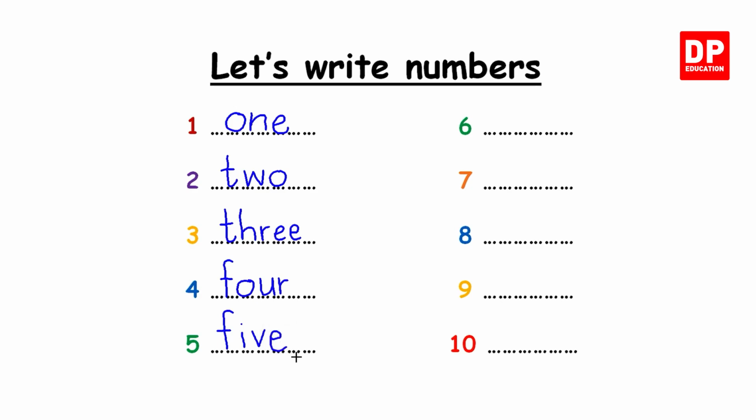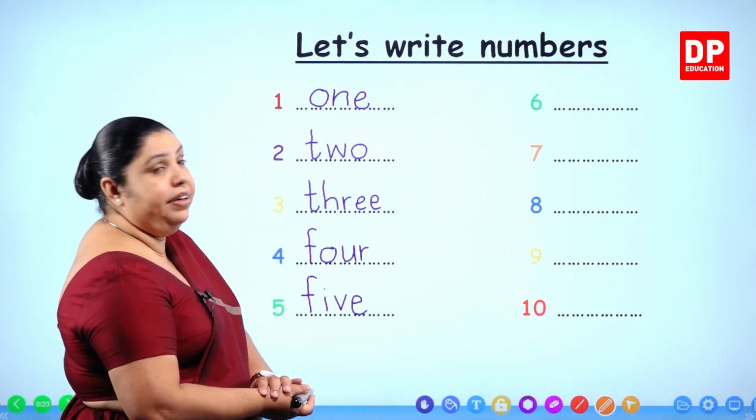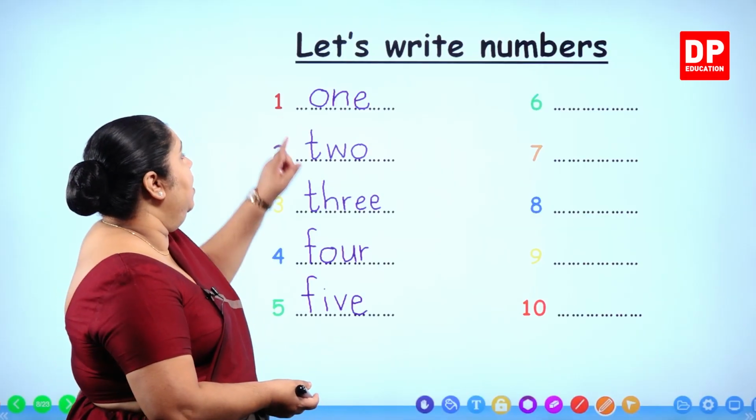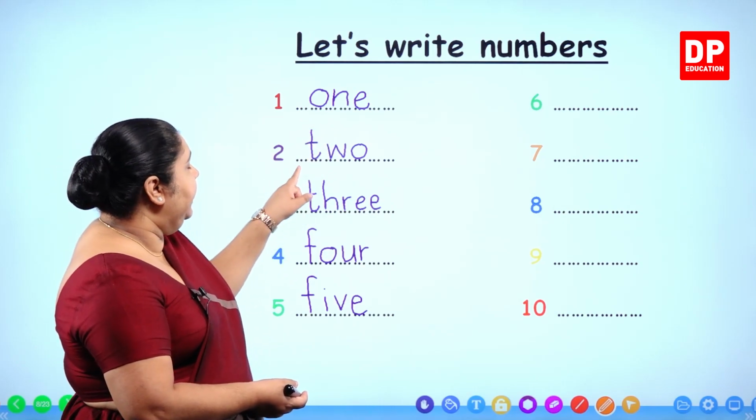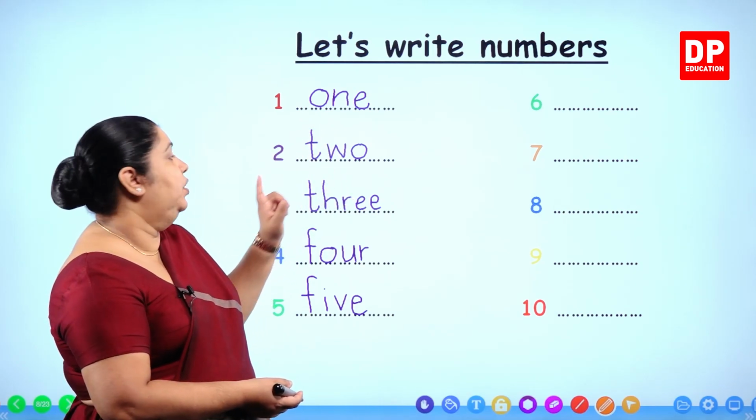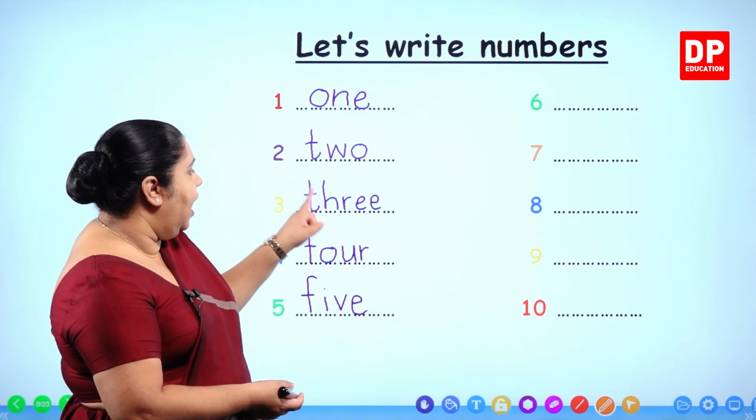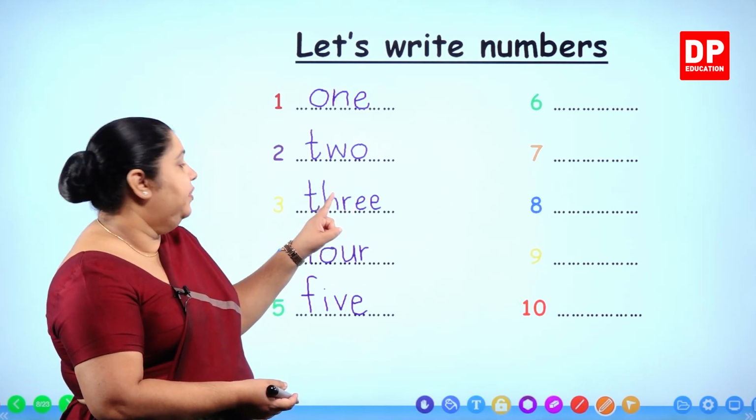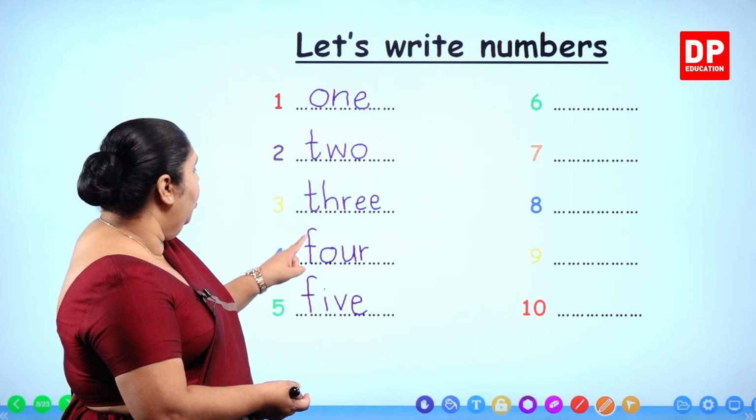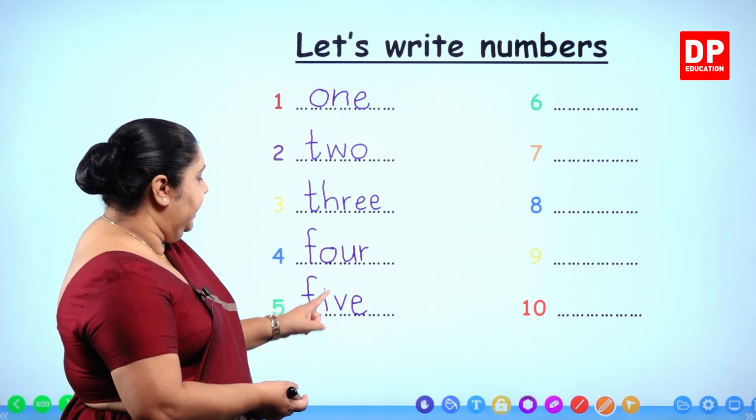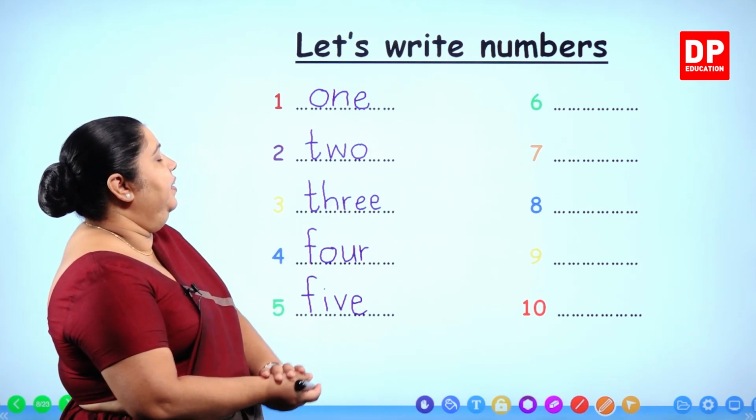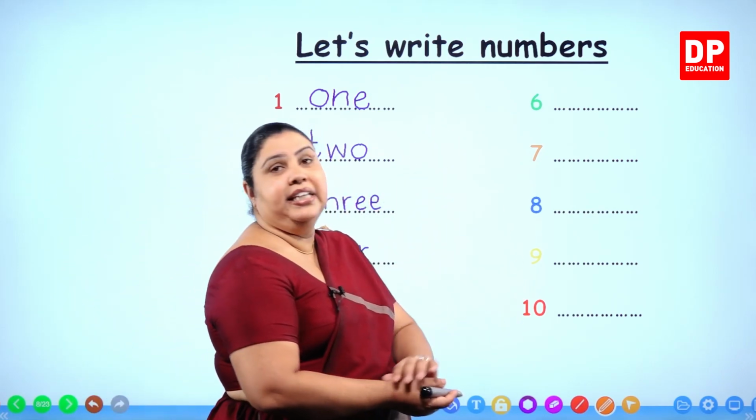Five. Number 5. Right? So now we have written the first 5 numbers. One. 1. Two. 2. Three. 3. Four. 4. Five. 5. Right. Now we are moving on to the next 5 numbers.